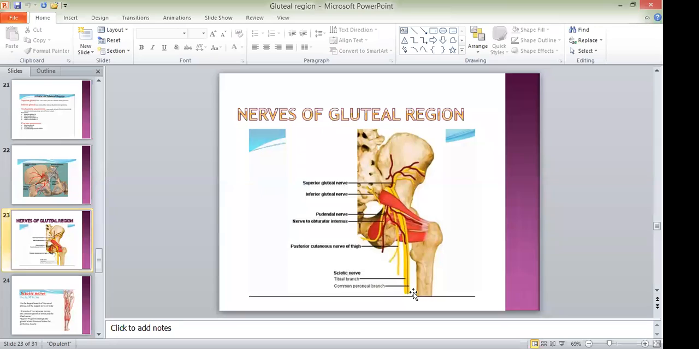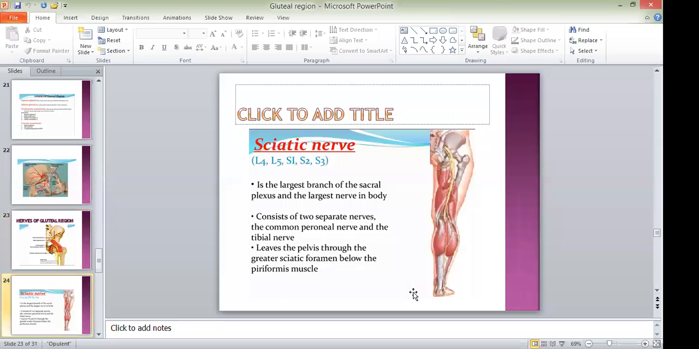लंबो सेक्रल प्लेक्सिस में हम ये अब डिटेल से पढ़ेंगे. ठीक है? शियाटिक नर्व यहाँ पर मैंने थोड़ा सा एक्सप्लेनेशन दी है, लेकिन ये हम नेक्स्ट क्लास में डिटेल से पढ़ेंगे. ठीक है? शियाटिक नर्व इज डिराइव्ड फ्रॉम रूट L4, L5, S1, S2 एंड S3. इट इज द लार्जेस्ट ब्रांच ऑफ सेक्रल प्लेक्सिस एंड द लार्जेस्ट नर्व ऑफ द बॉडी. ओके? इट कंसिस्ट्स ऑफ टू सेपरेट नर्व्स, द कॉमन पेरोनियल नर्व एंड द टिबियल नर्व.